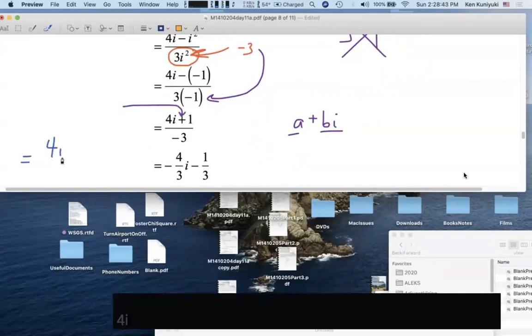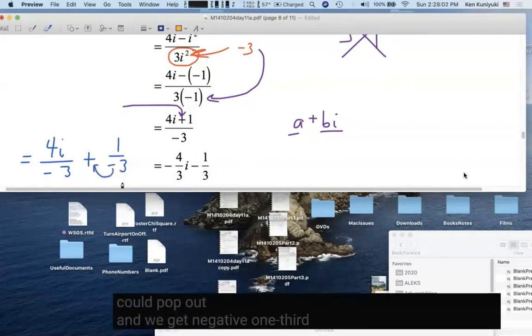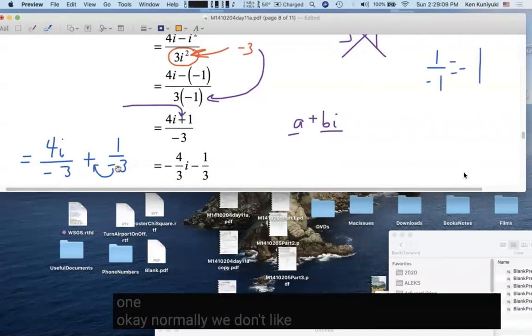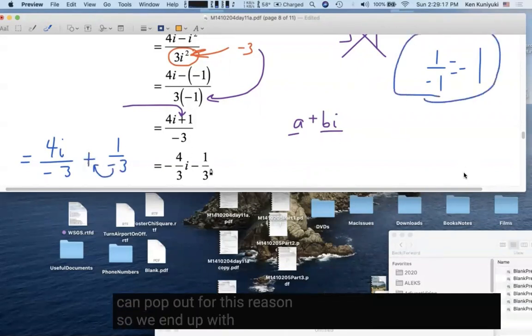4i divided by -3 plus 1 over -3. Now, if you look at 1 over -3, it should be evident that the -1 factor down here could pop out, and we get -1/3. The reason why this works is because 1 divided by -1 is -1. Okay. Normally, we don't like popping out factors from the denominator out here, but a -1 factor you can pop out for this reason. So we end up with -1/3 over here as our real part.